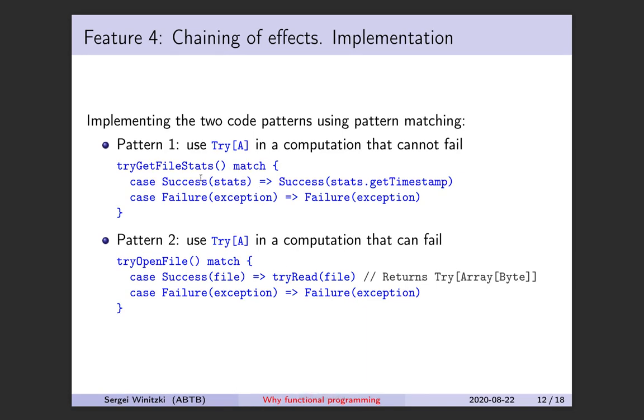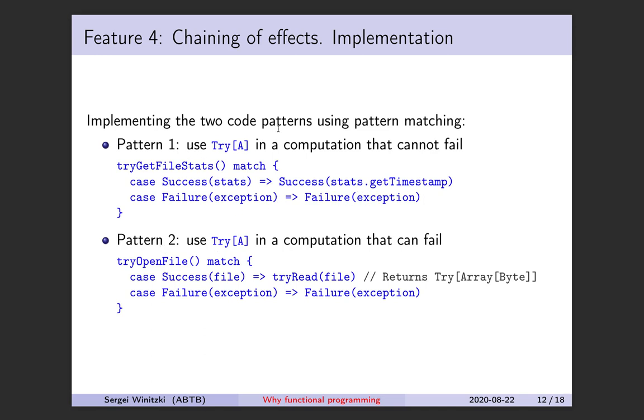Well, you can use a match expression, obviously. You write it like this. Suppose an example: you get the file statistics and then you extract the timestamp from those statistics. Now, getting the file statistics could fail because the file could be not readable, the disk could fail to read, or the file could be missing. But once you have the statistics, then you always get the timestamp without failure. There's always this timestamp in the statistics. So you write code like this. If it's a success, then you return a success of this timestamp. And if it's a failure, then you just keep that failure.